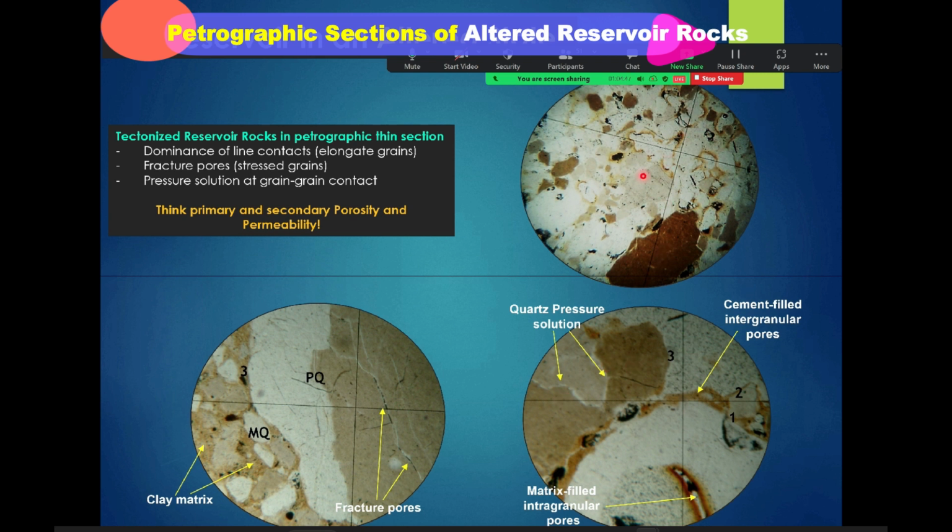Okay, in this other example up here, you can see preferred alignment of the grains. They look a little more elongate in one direction. Again, that is because of compaction, compression, preferred orientation of stress in that area. And this is what it's doing to our rock. This is what it's doing to our reservoir at a much tighter scale.